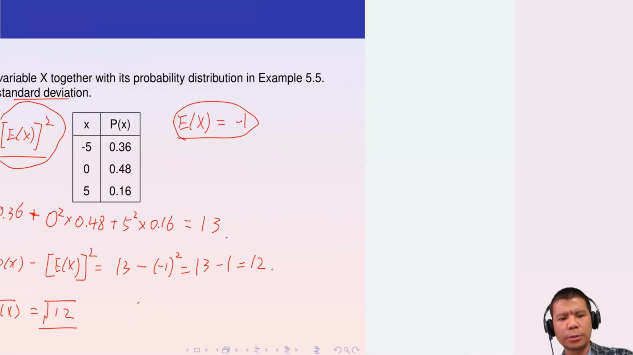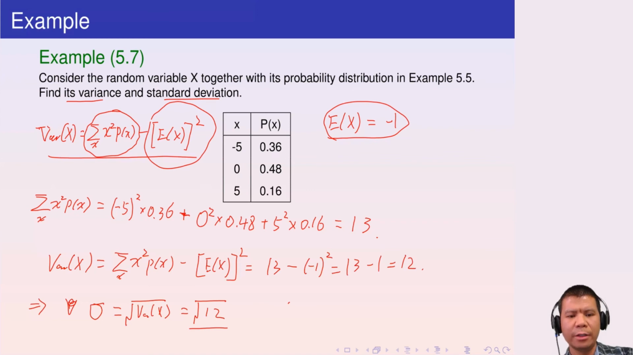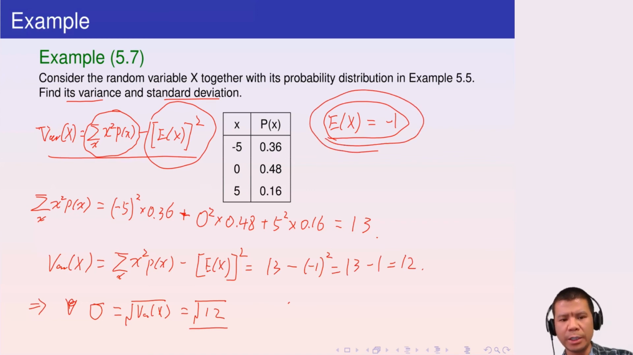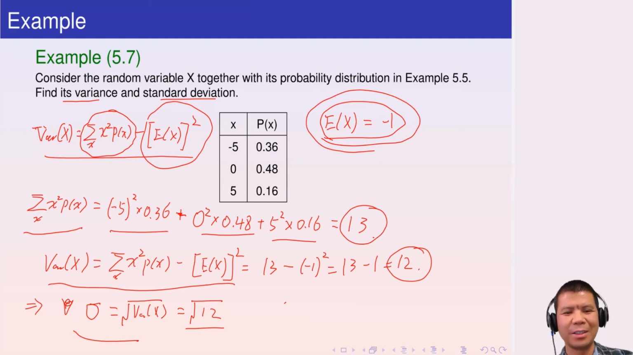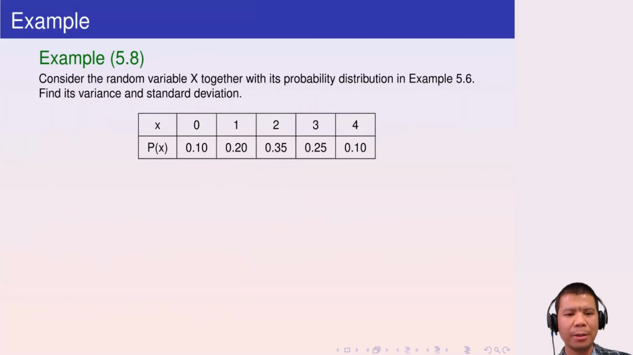All right, so let's go through this one. We have this distribution. We first found the expectation, and then we wanted to find this summation. The summation is 13, and we plug it into the formula. We found that the variance is 12, so the standard deviation is simply the square root of the variance. Pretty simple, right? Now let's consider another example.